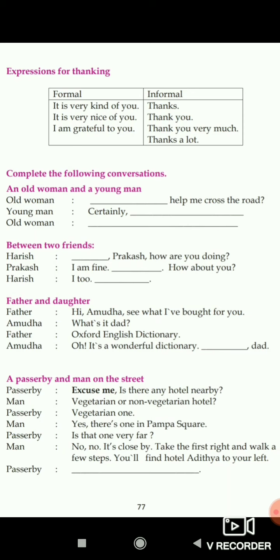The last one, a passerby and a man on the street. Passerby: Excuse me, is there any hotel nearby? Man: Vegetarian or non-vegetarian hotel? Passerby: Vegetarian one. Man: Yes, there's one in Pampa Square. Passerby: Is that one very far? Man: No, it's close by. Take the first right and walk a few steps. You will find Hotel Aditya to your left.